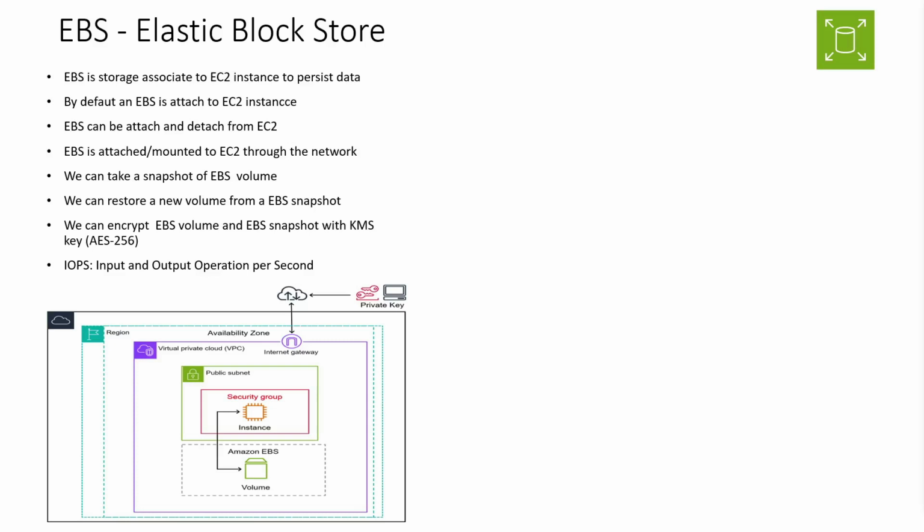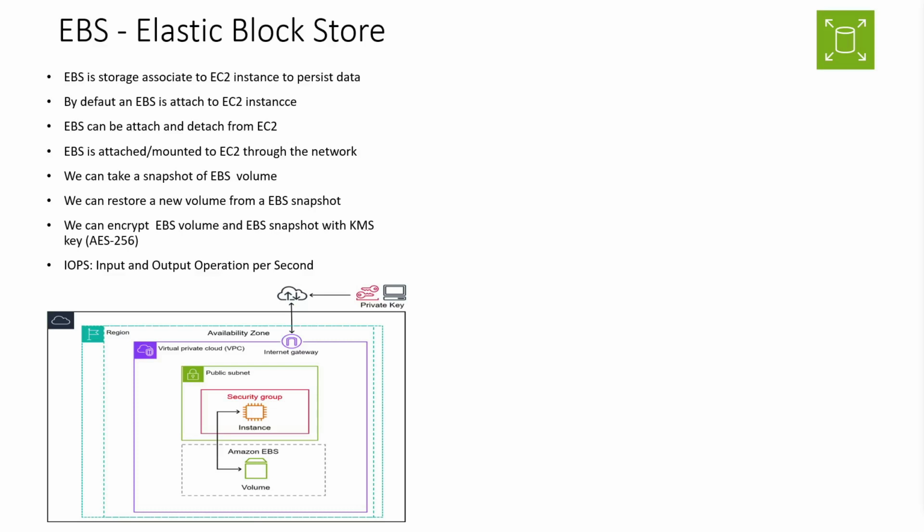Hello, in this section we will discover the EBS service of AWS Cloud Provider. EBS stands for Elastic Block Store. EBS is a storage associated to an EC2 instance to persist data. By default, an EBS is attached to an EC2 instance.